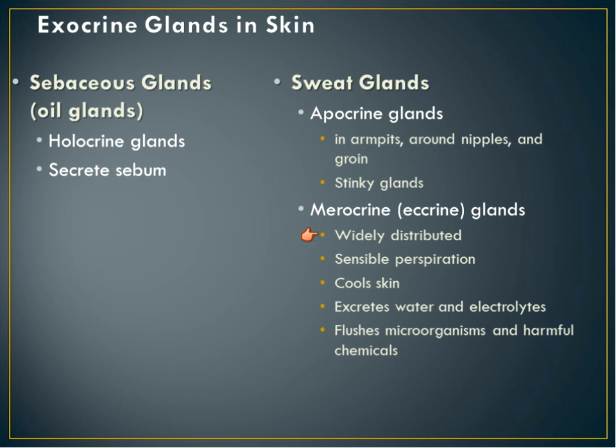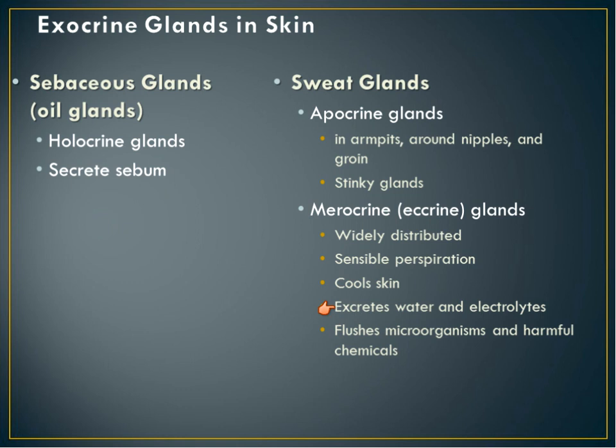Merocrine glands are more widely distributed. These are the ones responsible for sensible perspiration, sweating, or cutaneous evaporation, whereas we talked about insensible perspiration, where your body just loses water to the environment but you're not really sweating. It doesn't make sense that you're losing it, but because of the laws of diffusion, water leaves. So the merocrine glands are responsible for sensible perspiration, and that cools the skin, what your book and what you've probably heard called cutaneous evaporation.